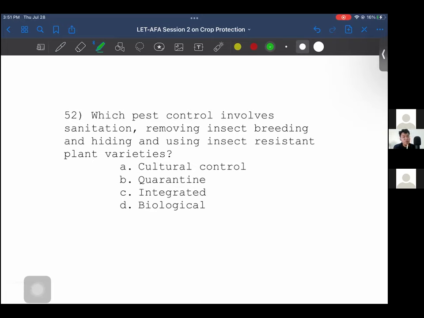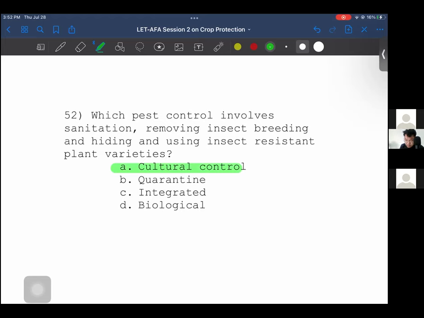Which pest control involves sanitation, removing insect breeding and hiding places, and using insect-resistant plant varieties? So for all of these examples, we have a common ground, which is action, and you are also manipulating the environment. We already tackled this earlier: when there is manipulation of the environmental conditions that go with your plants, that is cultural control. So the answer here is cultural control.